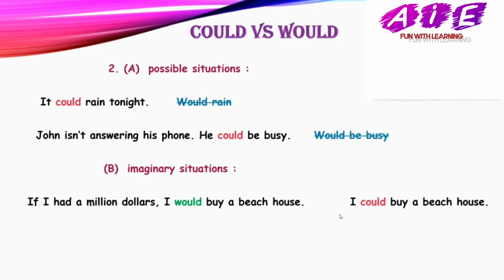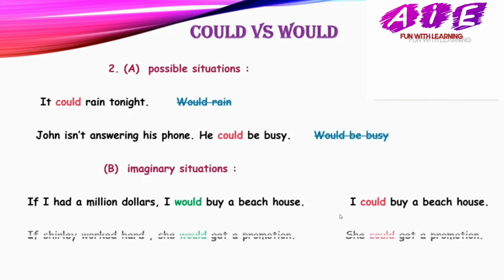Again, don't be confused by the past tense. We say if I had and I would buy because we want to show that this is imagination, that it's not reality, because I don't have $1,000,000, right? Here's another example. If Shelley worked hard, she would get a promotion. This means she doesn't work hard, she is lazy, so she is not going to get a promotion.